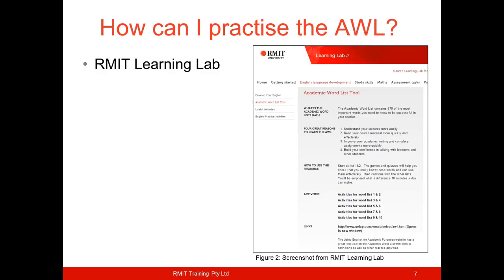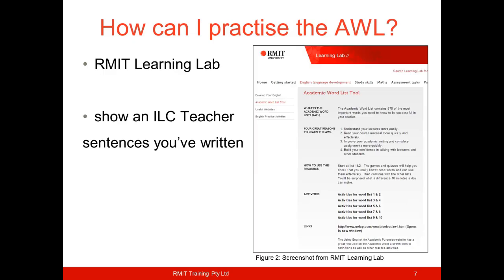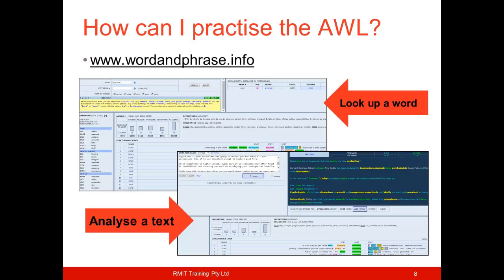RMIT Learning Lab has an excellent academic word list tool where you can print out the sublists and do various types of practice. And you can always use the ILC teachers for practice. For example, you could write sentences practicing the academic word list words and then show them. The last site is based on a slightly different academic word list, but it's very useful in terms of seeing how vocabulary is used, because you can search by word, but you can also put in a whole text and look at word frequency and see how the words are used in reality by searching for collocations.